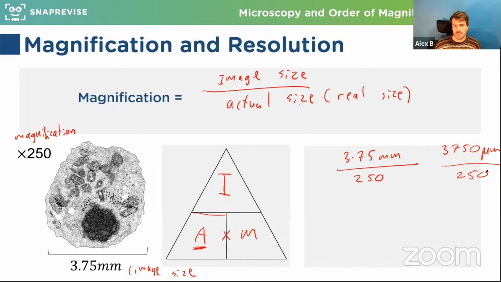Then 15. Nice. Was it 15 or 1.5? Let me get my calculator. I say calculator, definitely just using my phone. Wait, let me unlock it. Okay, I'm in. 3,750 divided by 250 equals 15. Nice.